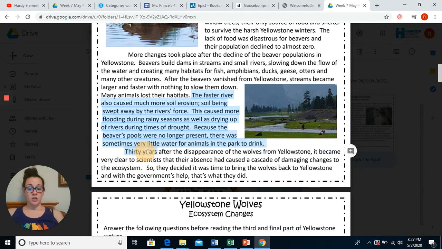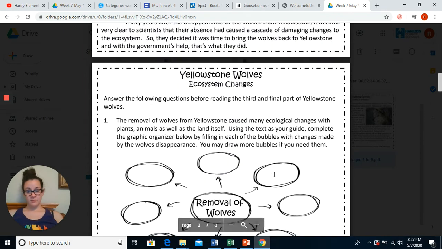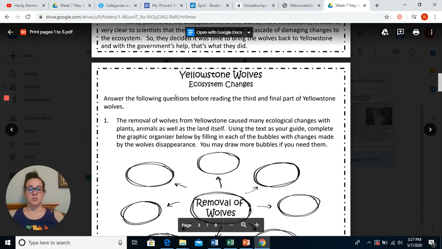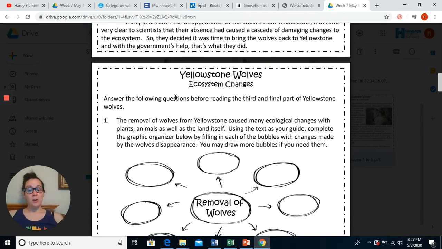Thirty years after the disappearance of the wolves from Yellowstone, it became very clear to scientists that their absence had caused a cascade of damaging changes to the ecosystem. So they decided it was time to bring the wolves back to Yellowstone, and with the government's help, that's what they did. All right. Now we're ready to answer the following questions about the ecosystem changes that occurred with the removal of the wolves from Yellowstone National Park.